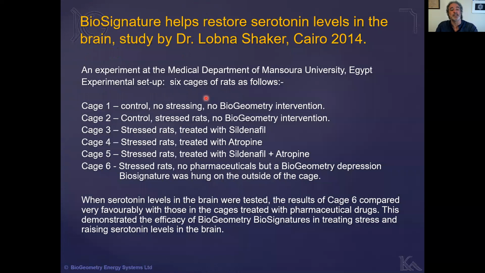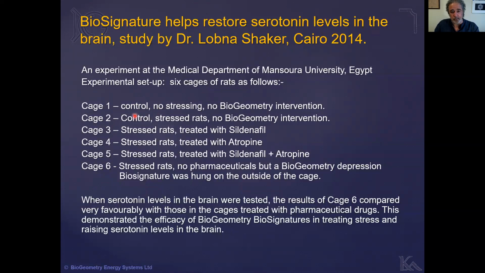So now we pass on to the second experiment. This is one of my favorites. I think it's mind-blowing. This was done at the medical department of Mansoura University in Egypt. And once again, 6 cages with rats. Now, cage 1 was a control. Nothing was done to the rats, no biogeometry, no nothing. Whereas in all the other 5 cages, the rats were stressed. You know, a certain degree of stress was generated in the rats. Well, we talk about the rat race, and obviously our rat race is more stressful than the rats' usually is. But in this case, the rats experienced a bit of stress themselves.